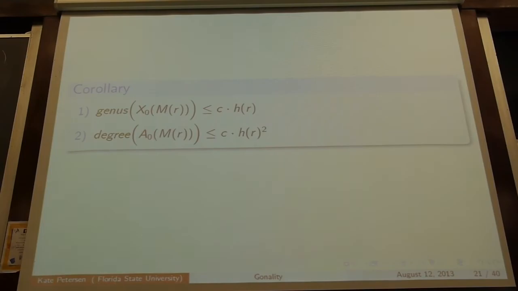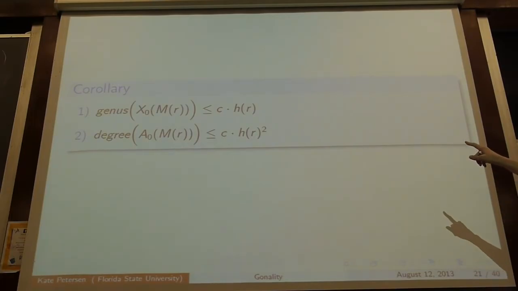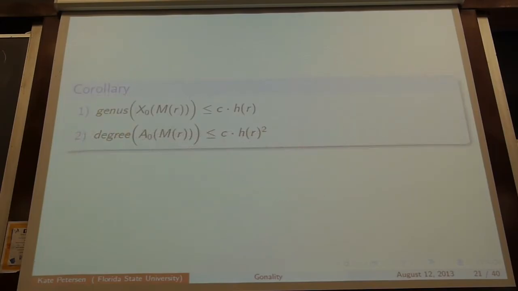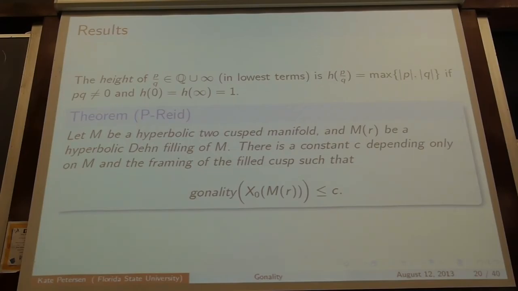So here, in this statement, for free from the correspondences I talked about, you can get bounds for genus and degree. But since I'm talking about the height, if you change the framing, the constant might change, because the height depends on P and Q. I'm just going to focus on the gonality statement. The other two statements are just for free from algebraic geometry.